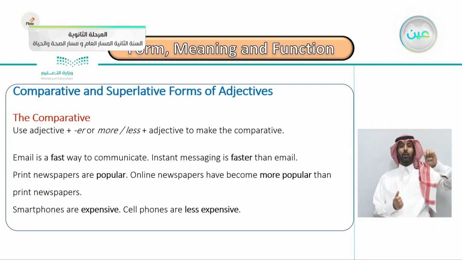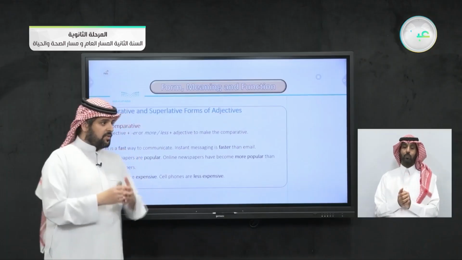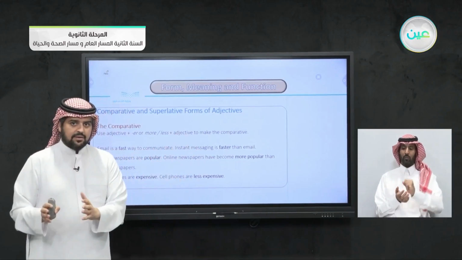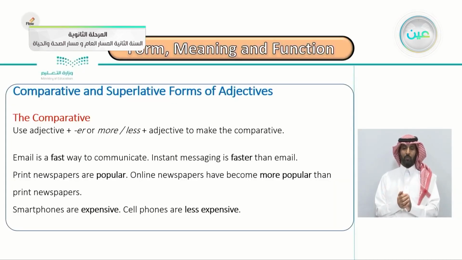Email is a fast way to communicate. Email is a fast way to communicate. Instant messaging is faster than email. So he's comparing what here? Instant messaging is faster than email in communication. Yes, he is comparing the communication. Instant messaging is faster than. Don't forget the than.